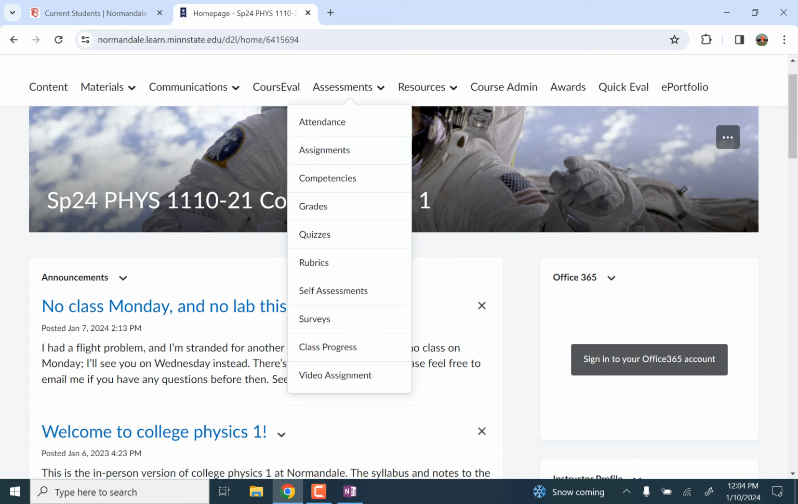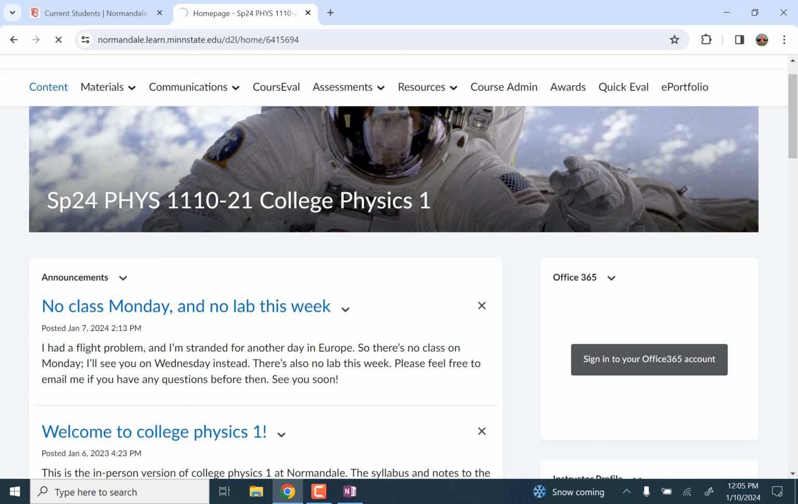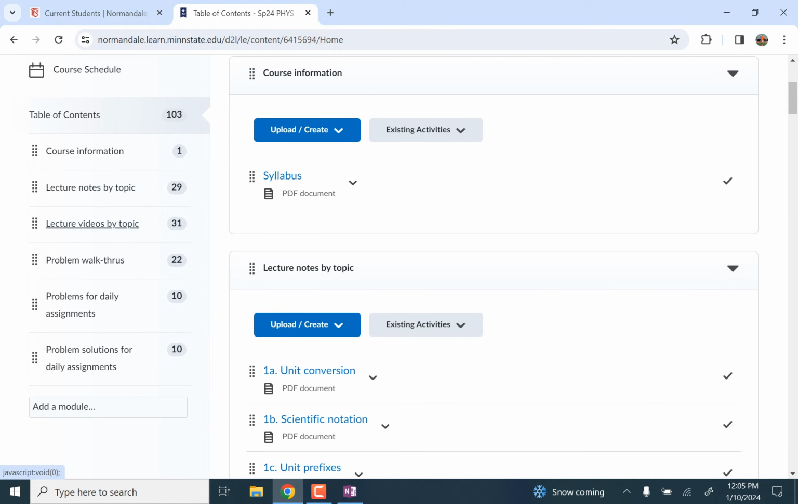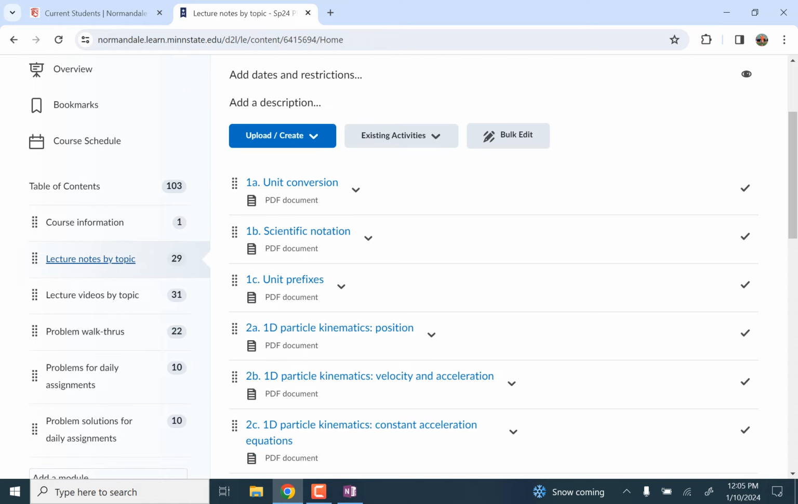And then all the materials that you need for this class, where would the materials be? Under materials, right? No. Everything that you need is going to be under content. Okay, so let's look at what's there right now. Here are the sections that we have so far. There are some lecture notes by topic. These are old lecture notes.